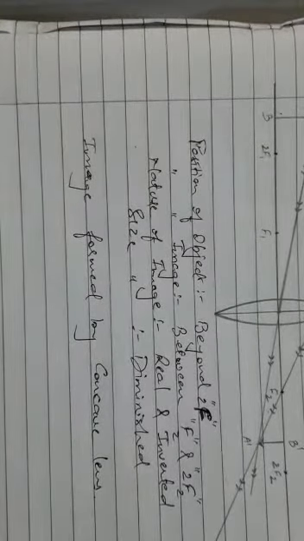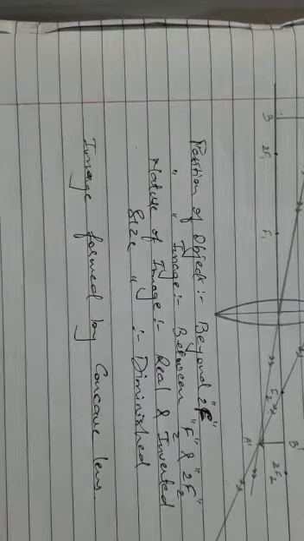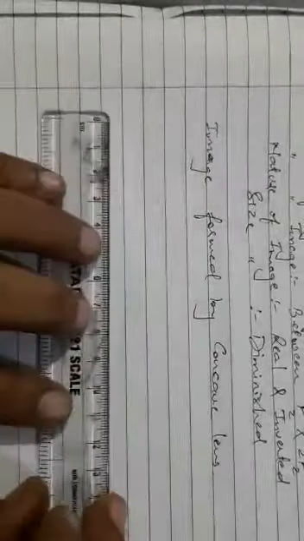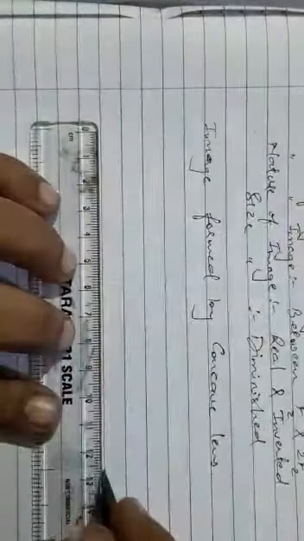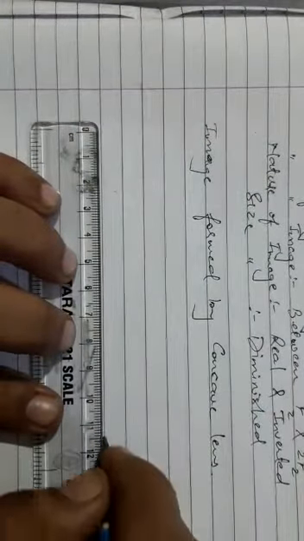The next we are going to draw is the image formed by concave lens. Here also we are going to draw in the same fashion. We are going to take it here, draw a line the same way, that is 3 cm. We are going to make this pattern fixed.